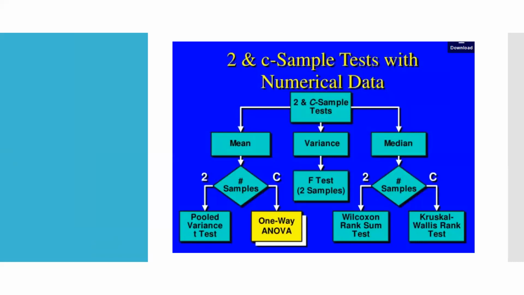So whenever we are using the two sample testing and we are using numerical data, we come up to this flow sheet. When we are considering the means, we go for two tests, that is the pooled variance t-test and one-way ANOVA. For the variance, we use F-test for two samples, and for the median, for the two samples, we use Wilcoxon and for comparison as well.